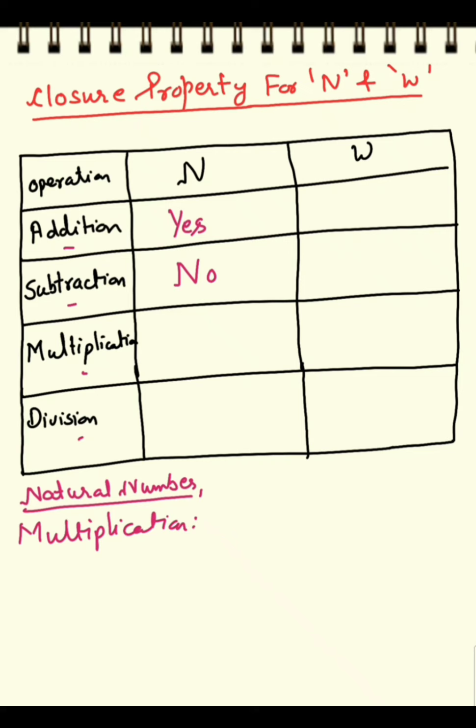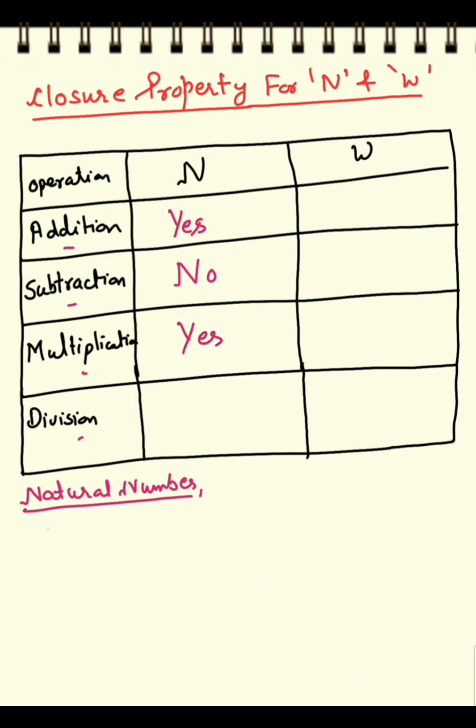Property for multiplication means if A and B are two natural numbers, then their multiplication, A multiplied by B, is also a natural number. Let me take one example. Let's suppose A is equal to 2 and B is equal to 3. So 2 into 3 is equal to 6. This is a natural number. So we can take any numbers and we'll see that the multiplication comes under natural numbers only. So we can say that natural numbers are closed for multiplication. Yes.